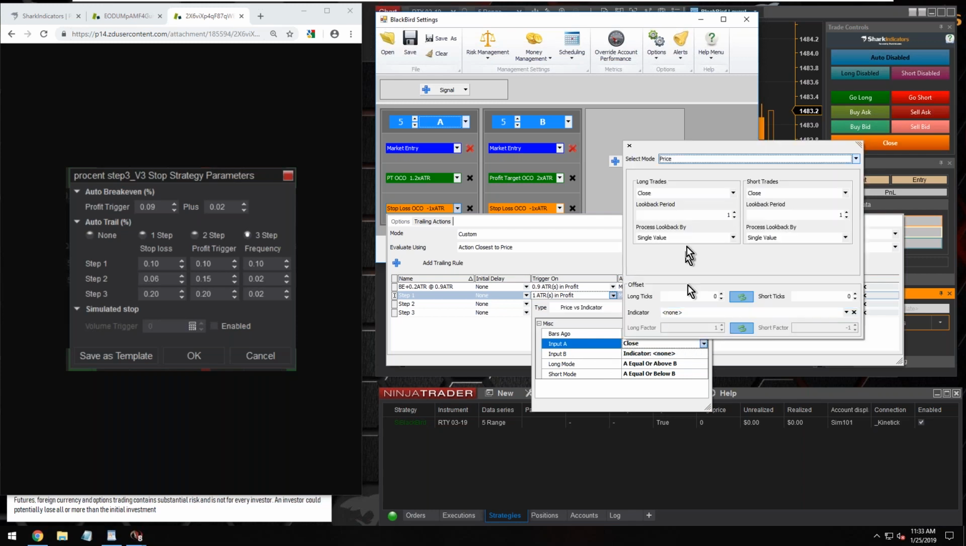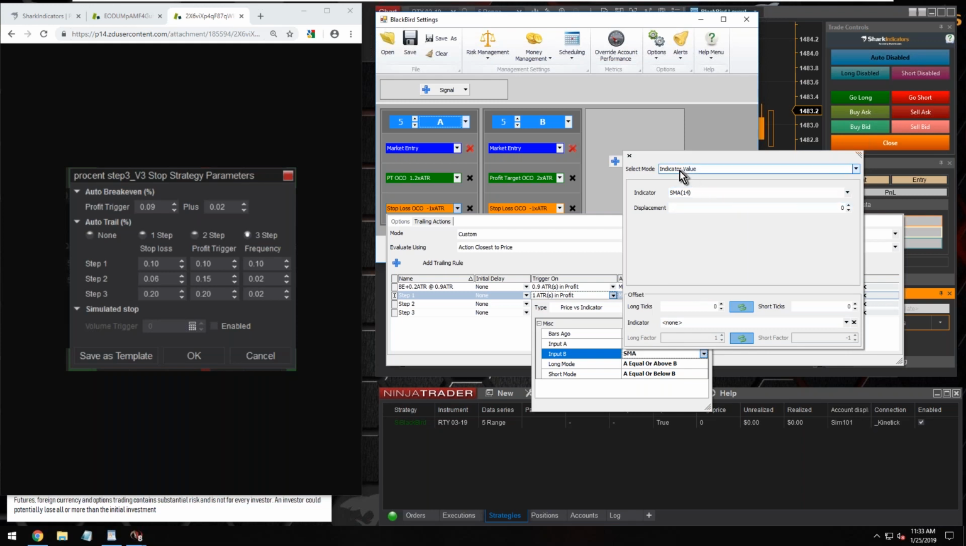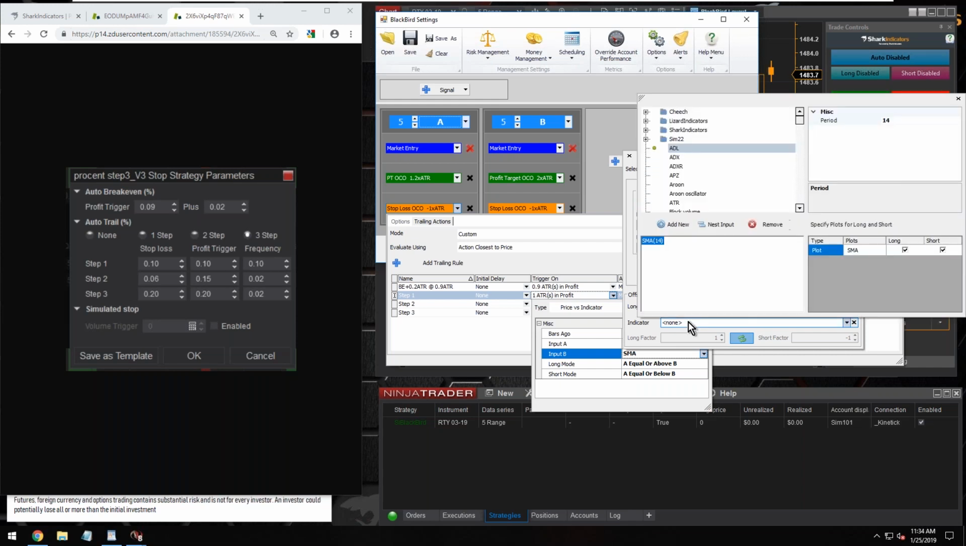And input A, well, that was the last price, which is the same as saying where the market is. All right, input B. We need to use price. Yeah, take the entry price. Yeah, we do need to take the entry price.